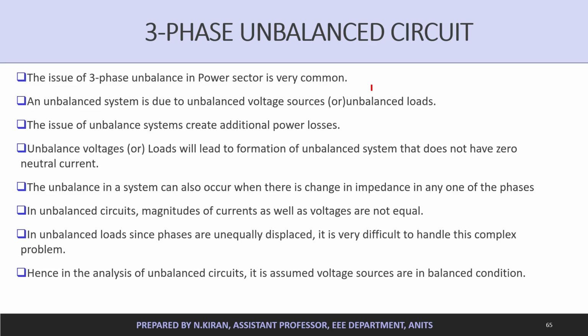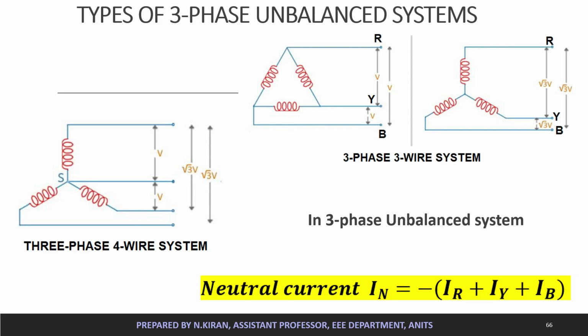Hence, in order to make our analysis of unbalanced circuits easy, it is assumed that the voltage sources are in balanced condition. So like the three-phase balanced system, even the three-phase unbalanced systems are of two types, that is three-phase 3-wire as well as three-phase 4-wire. But unlike the three-phase balanced system, here the neutral current is not zero. The neutral current is nothing but minus of the sum of all the line currents IR, IY and IB.